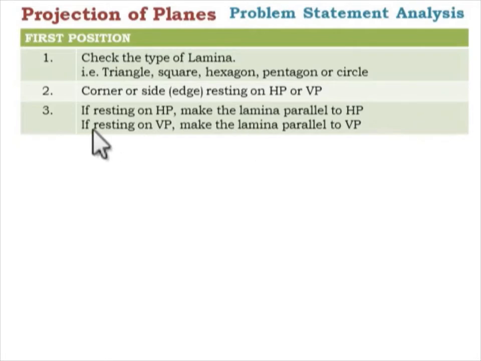If the corner or side is resting on VP, the lamina is made parallel to VP, means the actual lamina dimensions can be seen in front view.